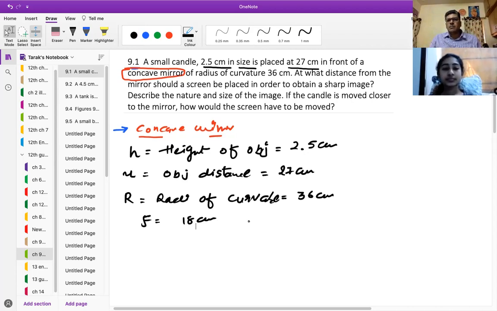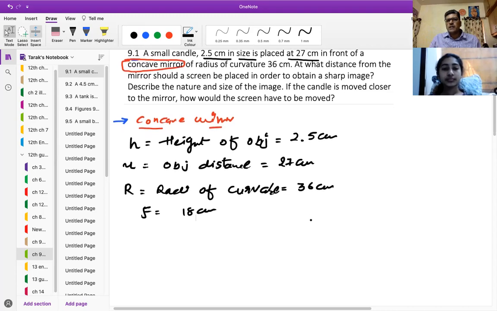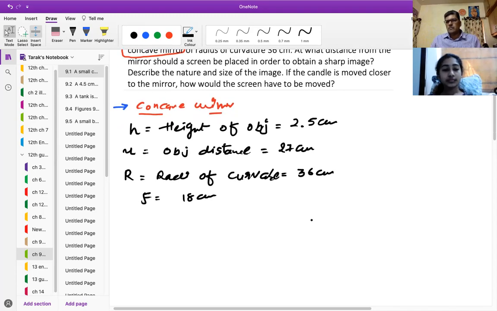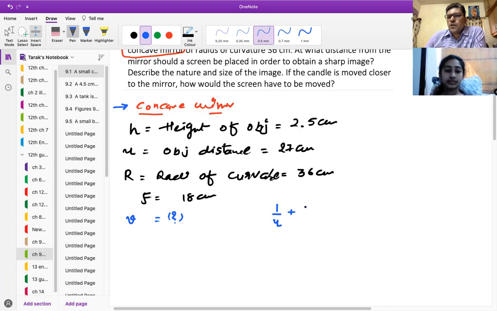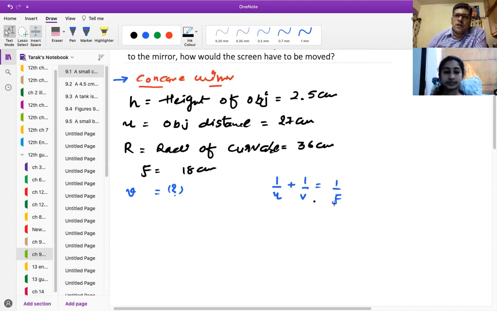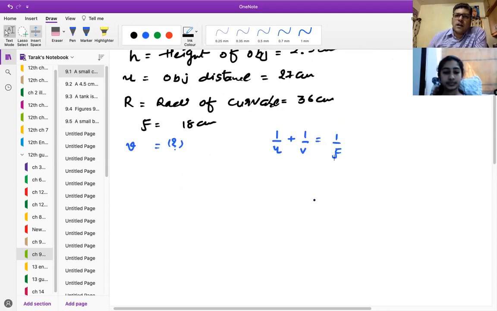Now, first of all, we have to find out at what distance from the mirror the screen should be placed in order to obtain a sharp image. It means we have to find out v. So what is the value of v? We have first of all our expression, the mirror formula: 1 upon v plus 1 upon u equals 1 upon f. Now after that we have to find out v.